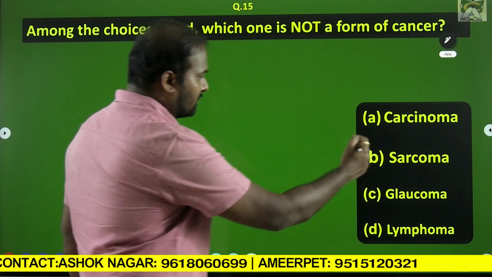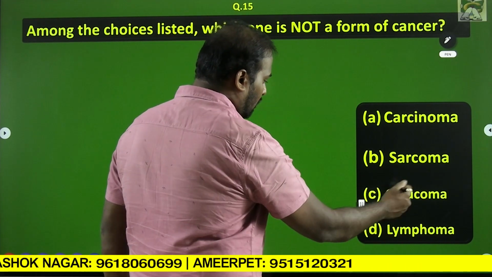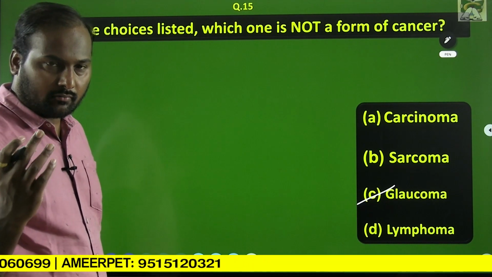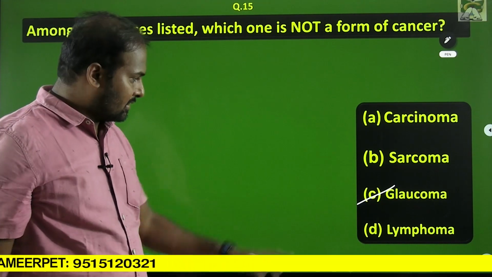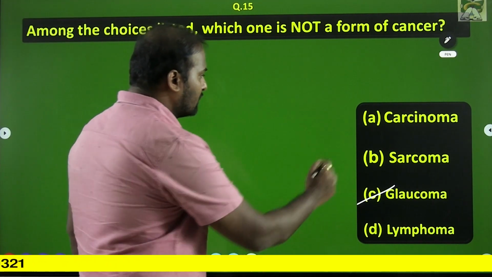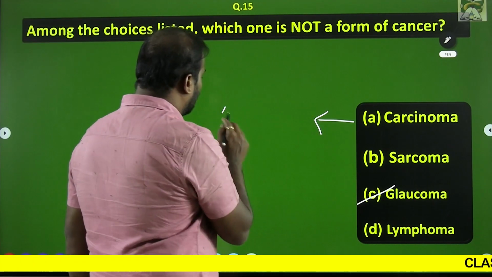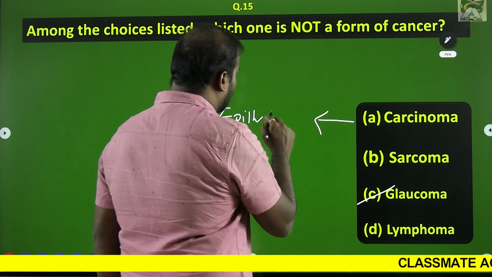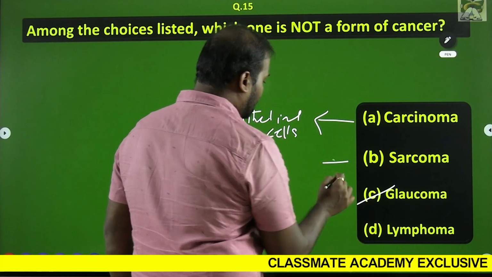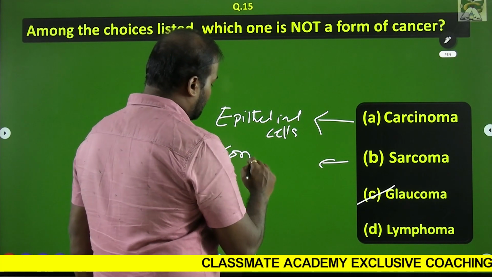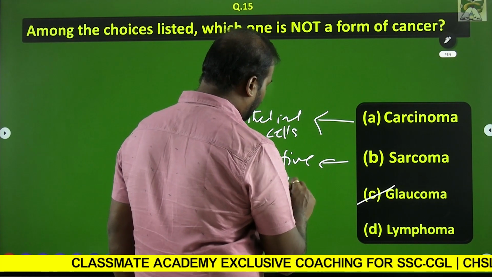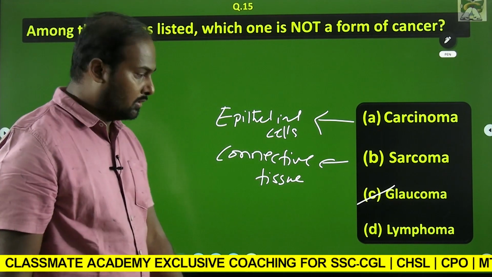So what are you having? Carcinoma, sarcoma, lymphoma. Glaucoma is not a cancer. Remember, glaucoma is an eye disease. It's a disorder where you can see the swelling of the eye in case of glaucoma. Whereas carcinoma is a cancer mainly of the epithelial cells. Whereas sarcoma is mainly cancer of the connective tissue, like bone, which all come under connective tissue.